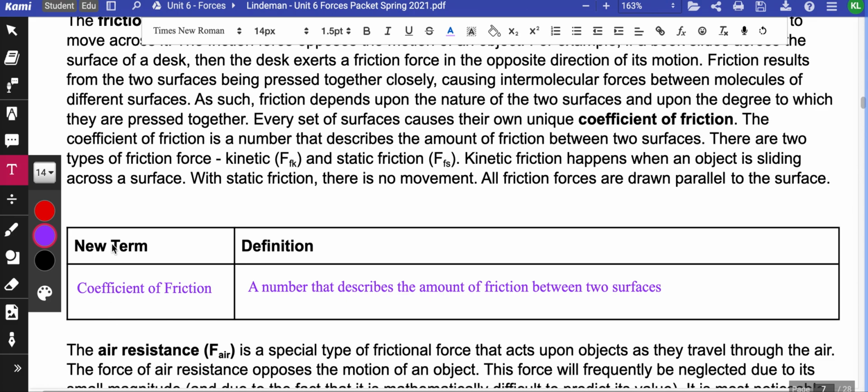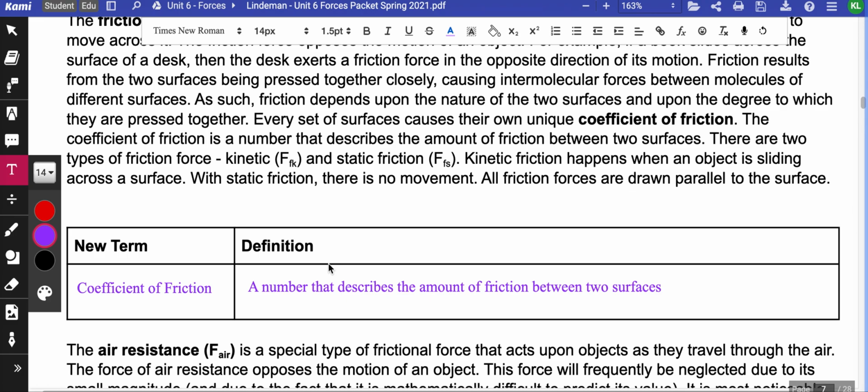What we need to do is define coefficient of friction, okay? Basically, coefficient of friction is a number that describes the amount of friction between two surfaces. If you imagine your palms sliding past each other versus pieces of sandpaper rubbing past each other, there would be a very big difference in the friction, so there would be a difference in the coefficient of friction. The more friction you have, the higher the coefficient of friction. So this is a number that we need to be familiar with, this definition, okay?